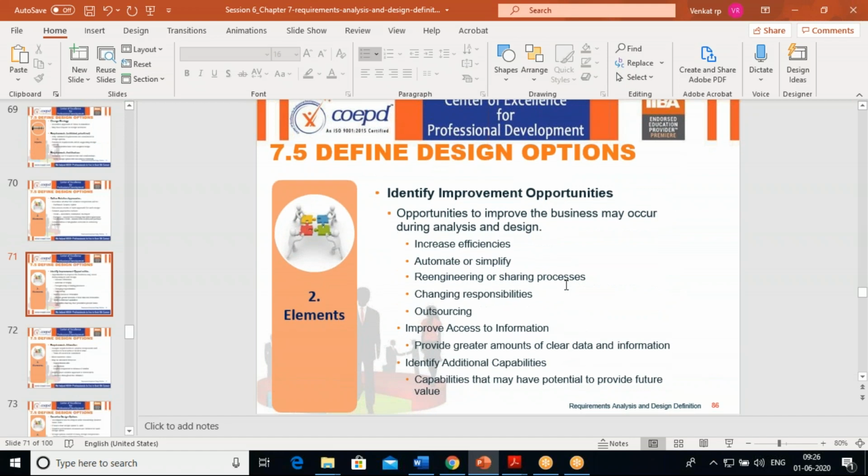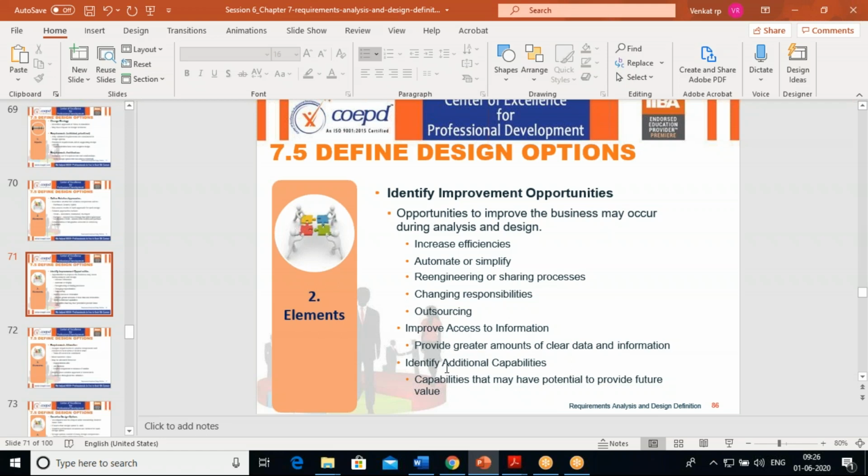We'll identify the improvement opportunities. Improvement opportunities means, like the business may want to see where we can increase efficiencies, automate or simplify the complete process, re-engineer or share the processes, change the responsibilities, and outsource. Okay, so where we can improve on this, we will be looking into it.